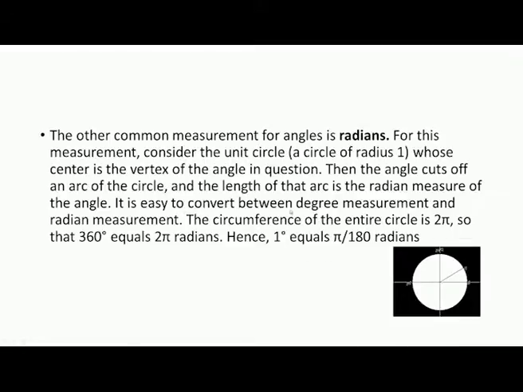It is easy to convert between degree measurement and radian measurement. The circumference of the entire circle is 2 pi. So, 360 degrees equals 2 pi radians, hence 1 degree equals pi by 180 radians.